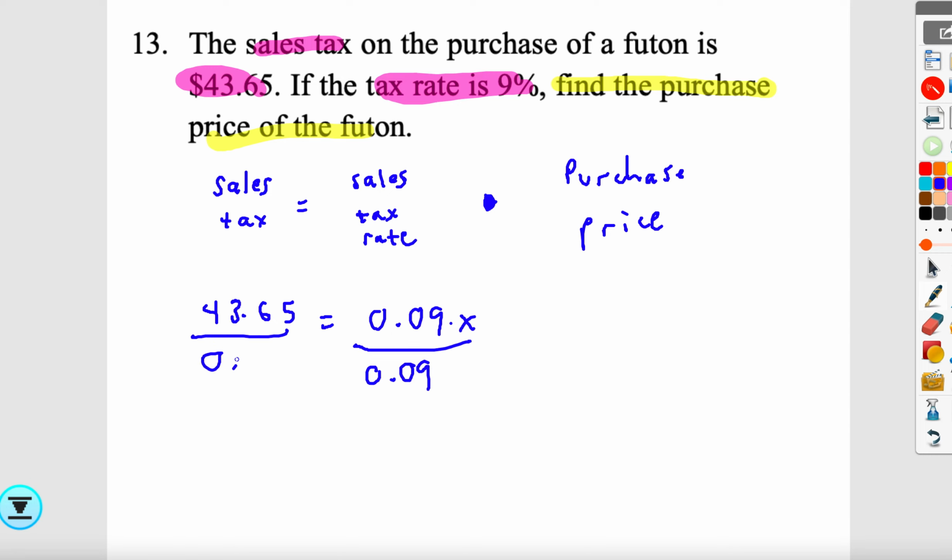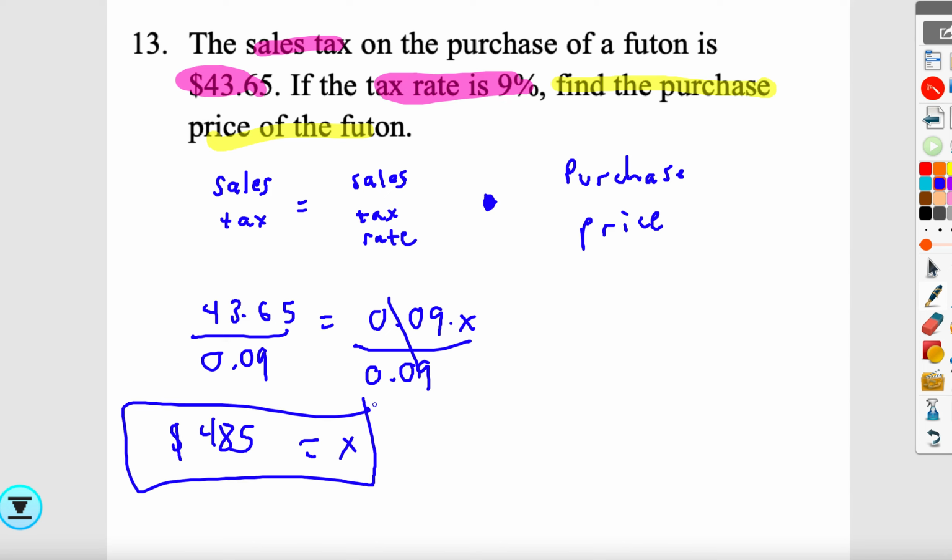And what we do to one side, we do to the other. When we do that, we get X by itself. Plug that into the calculator: 43.65 divided by 0.09. So then we get $485 is the purchase price of this futon. Okay? Watch this again. If that confused you, write the formulas down to have them available for you. Let's keep going.